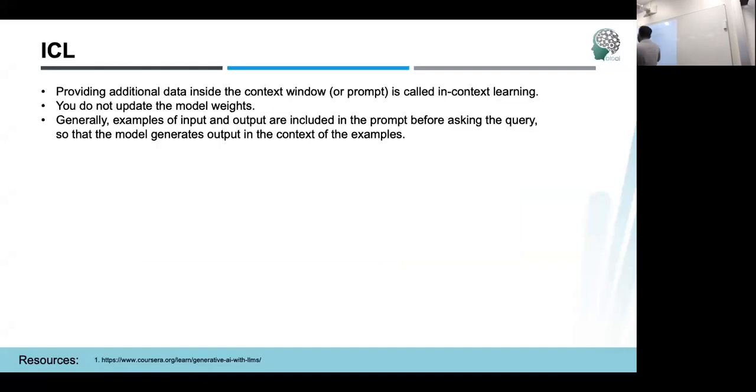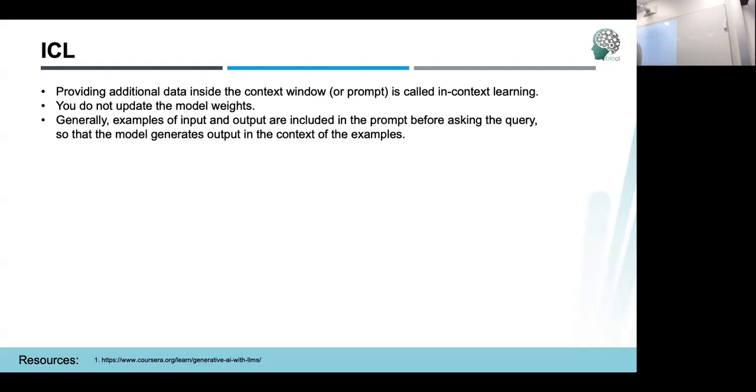So what prompt in-context learning is, is that you provide some additional data when you query in your prompt or context window, and it generates better results. So in context learning, you do not update the model weights. Like in pre-training, you update each parameter of the model, whereas in context learning, you do not train any model weights. It learns using your semantic prior knowledge. We'll get into that later.